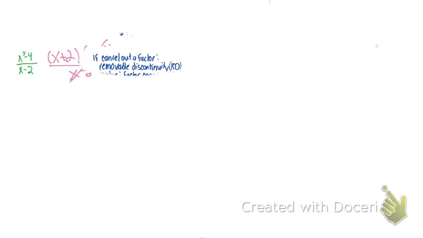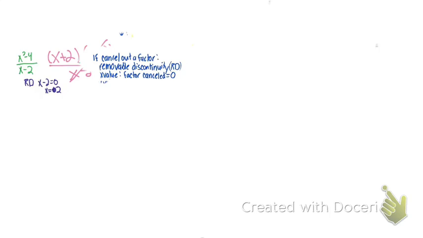Now to find where that hole is actually going to be, the x value of that hole is you take the factor that you canceled out and you set it equal to 0. So in this case, the factor I canceled out was x minus 2, which means that my removable discontinuity, I take x minus 2 and set that equal to 0. That means that the x value is going to be 2. So that removable discontinuity has an x value of 2.